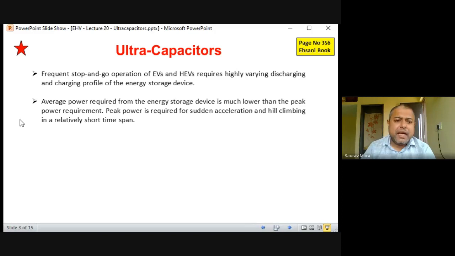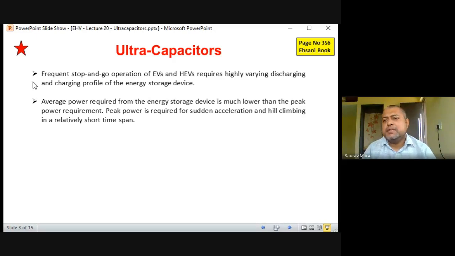But a few more things are written: the average power required from the energy storage device is much lower than the peak power requirement. So when is peak power required? Whenever we are climbing a hill, at that time a heavy amount of power is required from the battery, or whenever we are starting the vehicle at cold cranking, that means the temperature outside is around minus 25 degrees centigrade and we are supposed to start the vehicle. At that time a huge amount of power is required. The same thing happens in case of aeroplane also.